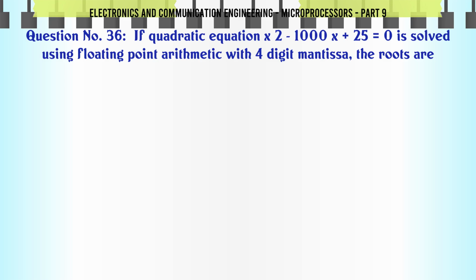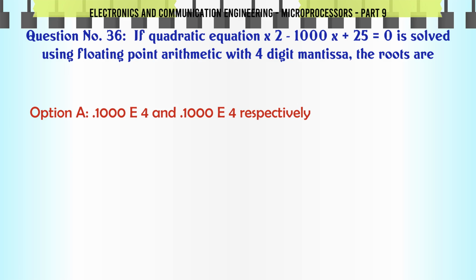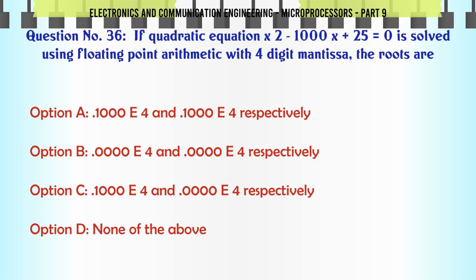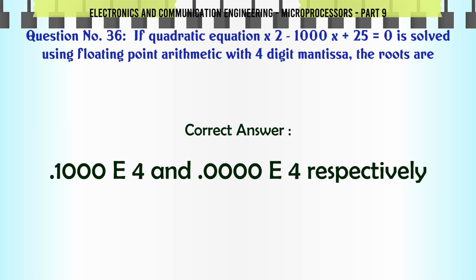If the quadratic equation x2 1000 x25 0 is solved using floating point arithmetic with 4-digit mantissa, the roots are A. .1000 E4 and .1000 E4 respectively, B. .0000 E4 and .0000 E4 respectively, C. .1000 E4 and .0000 E4 respectively, D. none of the above. The correct answer is .1000 E4 and .0000 E4 respectively.